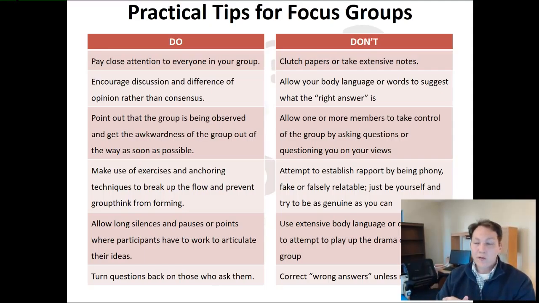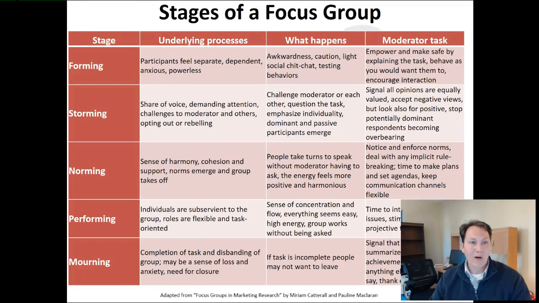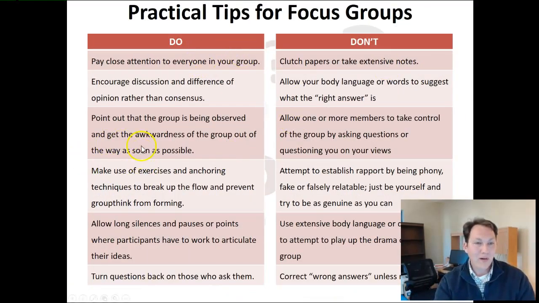You do also, at the very beginning of the group, going back to our forming, storming, norming structure, in the forming phase, want to make sure that you point out that the group is being observed and get the awkwardness of the group out of the way as soon as possible. The reason for this is because people get nervous when they know they're being observed, and you just right away need to make them comfortable with it. And then they'll forget about it because they'll get focused on the group. Once they're in the performing phase, they'll completely have forgotten about the observers. But in the meantime, you just really need to make sure that they're comfortable with the fact they're being observed.